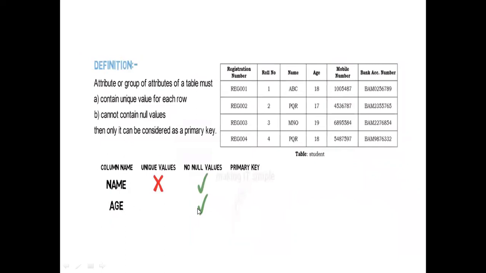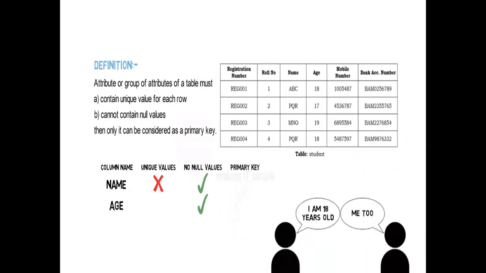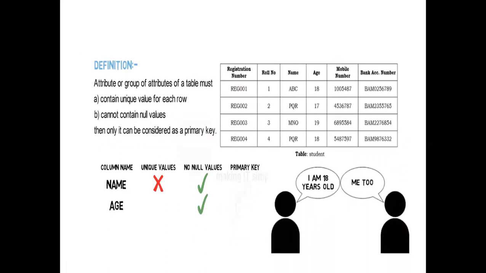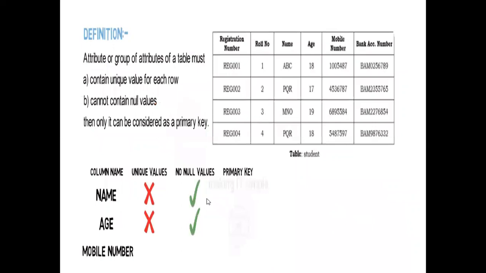Obviously, each and every human has some age, so it does not contain any null value. But we can't get a unique value for each row for the age, because two students in the university may have the same age. In that case, we don't get a unique value. So age is also not considered for the primary key.